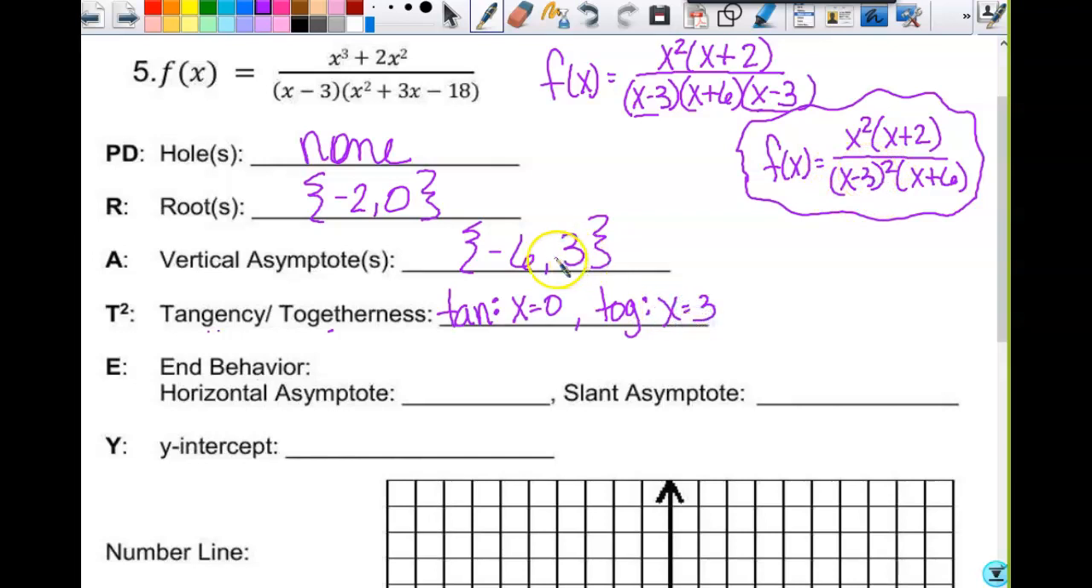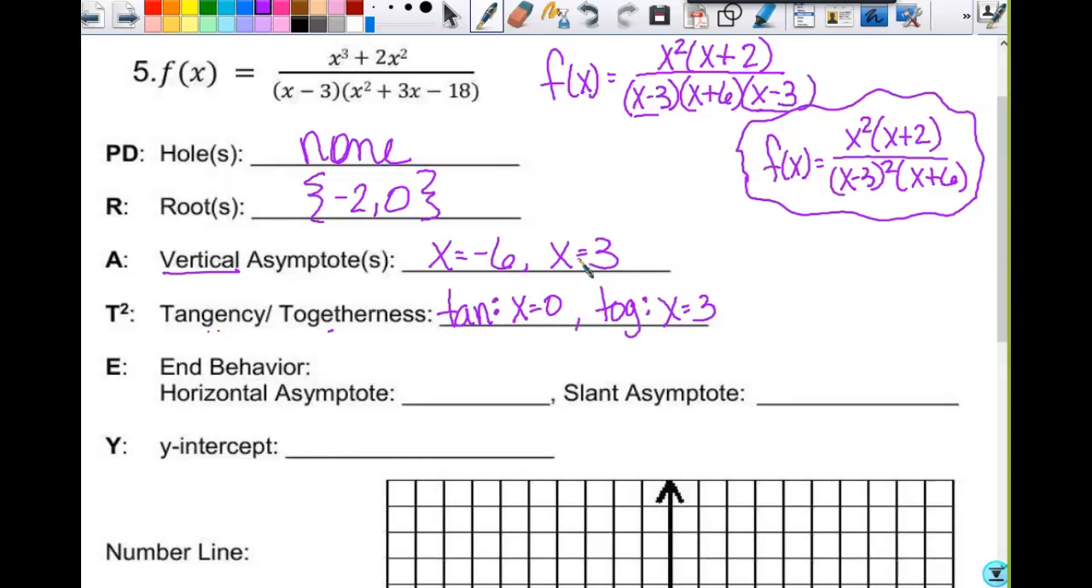Oh, and I'm such a dork. Look what I did with my vertical asymptotes. Is this how we write vertical asymptotes? Y'all don't even stop me. Y'all haven't been paying attention. I don't get to write them like that. What do they have to be? Yeah, they're lines, so I have to write them as lines, and I don't even know what happened there with my brain. So let me redo that. I get x equals negative 6 and x equals 3. There we go. That's how you really write asymptotes. All right, and we're good with the tangency and togetherness too now?